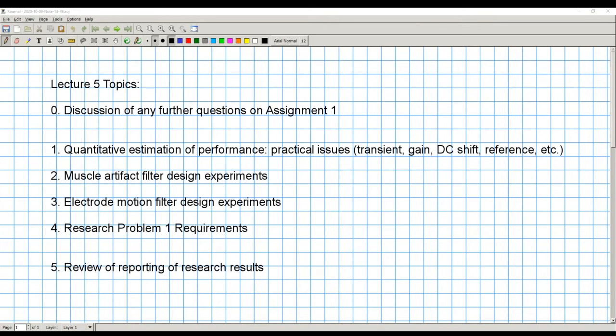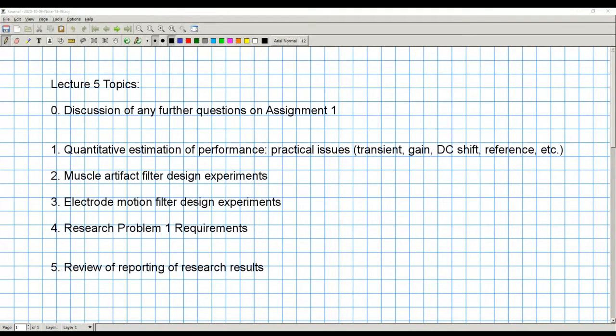We're going to talk about the muscle artifact experiments. We're going to go over the remaining two types of artifacts, the muscle artifact and the electrode motion artifact. We're just going to do a few experiments, and I will leave the rest of the experiments for you to finish in the research problem 1 submission. But at least I'm going to show you how you should proceed and how you should design your experiment so that you can cover these parts.